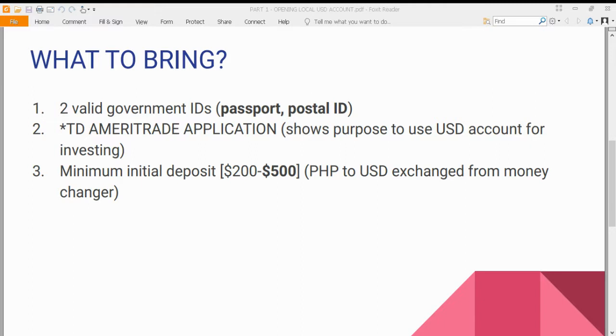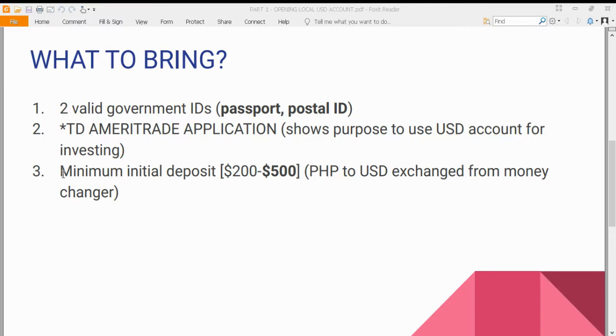So, what do you need to bring or prepare? The first ones are two valid government IDs. In my case, I brought my passport and postal ID. And second is a printed copy of the TD Ameritrade application. This just shows the purpose of how you will use the USD account. So it is for investing. Make sure to clarify with your bank if they are qualified to do this with TD Ameritrade.